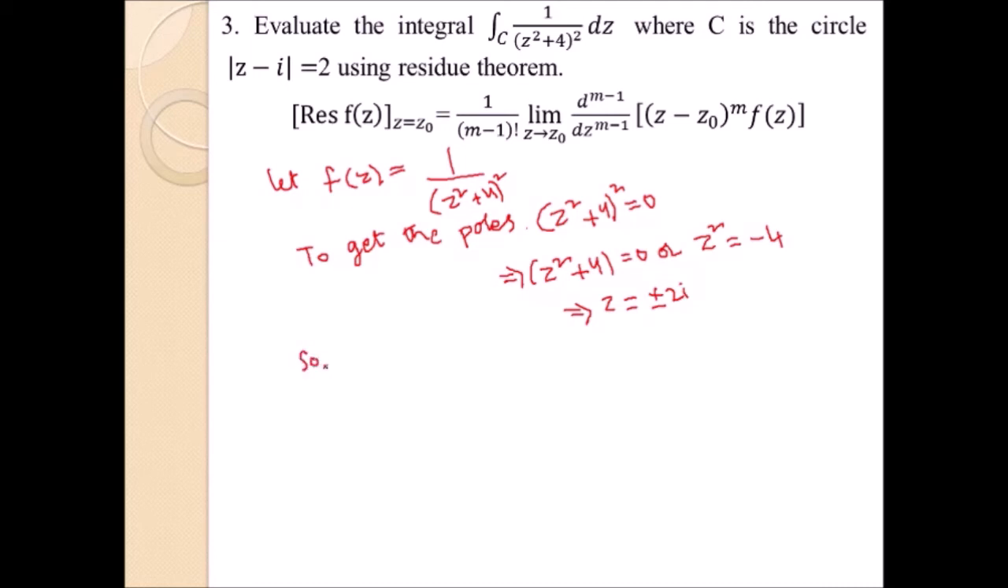So f of z has poles at z equals 2i and z equals minus 2i, each of order 2. Since we have the whole square, each pole is of order 2.